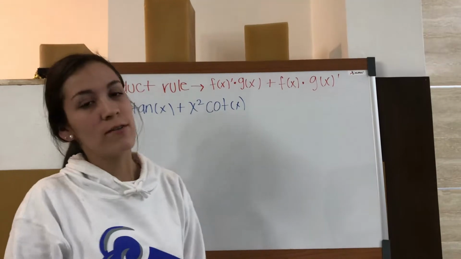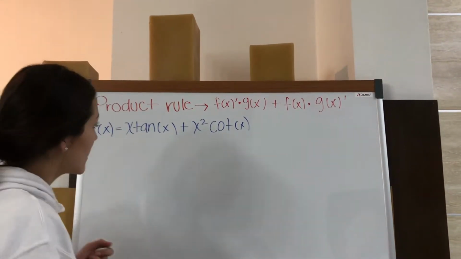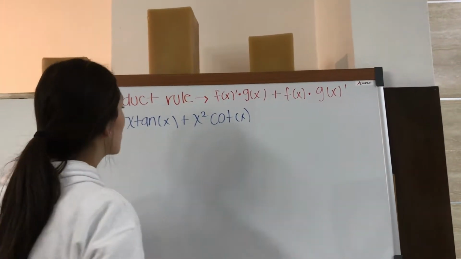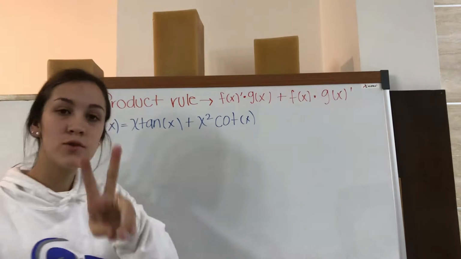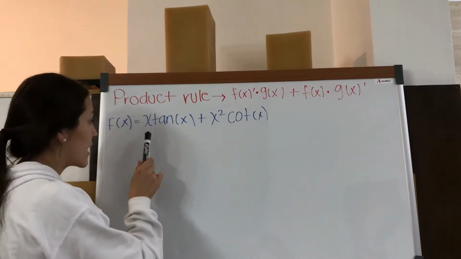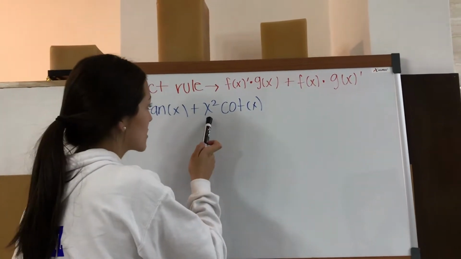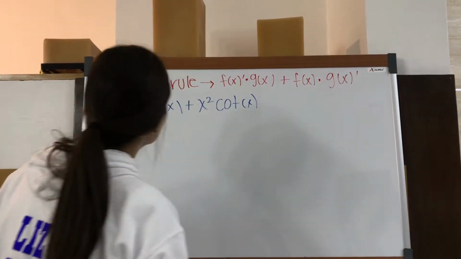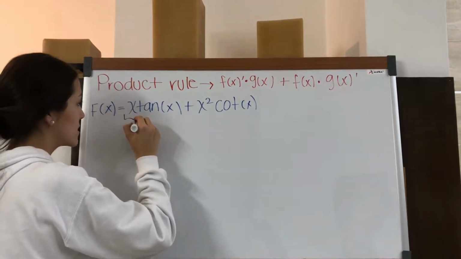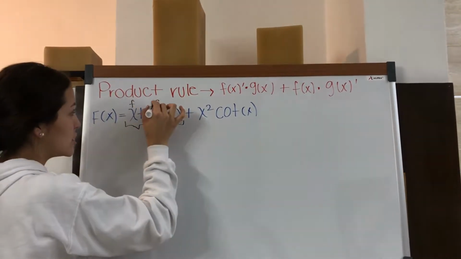Now I'm going to solve the third example of product rule. Now in this case, in this function, we have to make two product rules. The first one is x times tan x, and the second one is x squared times cot x. So we are going to divide. We are going to do this one first, where the f is x and the g is tan x.